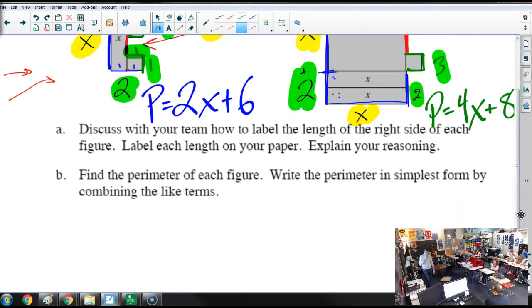What if we know what x is? There was an S word that we said, if someone comes and tells us what x is, we substitute, right? So what if now somebody shows up and says, hey, you've been trying too hard. X is actually 5. Figure out what our perimeters are.